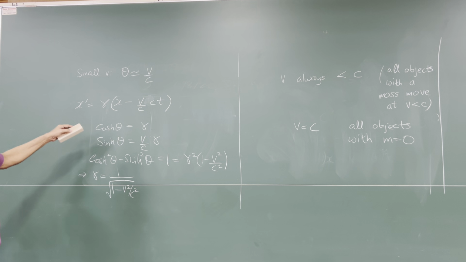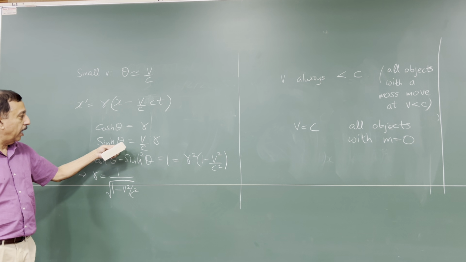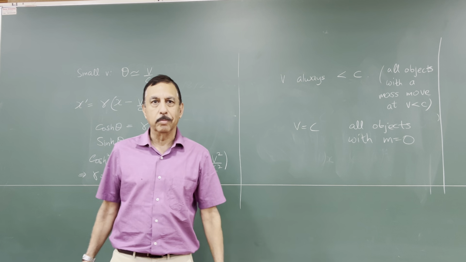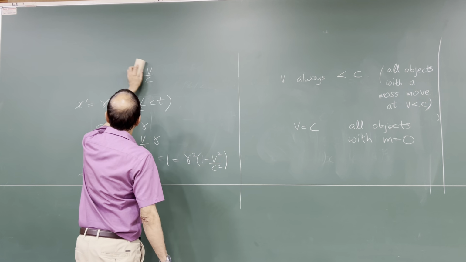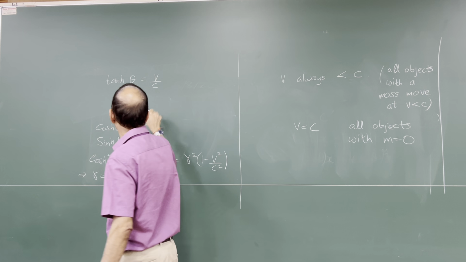Good. Now, what more can we do? Well, we can take these two equations and divide them. So divide this by this, we get tan hyperbolic of theta is v by c. Exactly. Now it's not an approximation. That's very nice. So we've got an interpretation of theta, which is that tan hyperbolic of theta is v by c. This is exact.